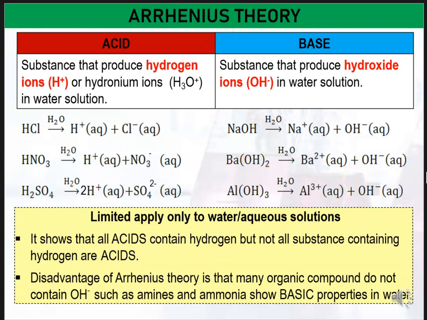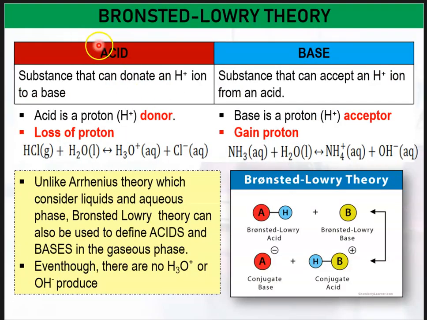Okay. So we can further improve our definition of acid and base by using Bronsted-Lowry theory. According to Bronsted, acid is a substance that can donate hydrogen ion to a base, while base is a substance that can accept hydrogen ion from an acid. Look at this one. Acid is a proton donor. It will lose its proton or the hydrogen.